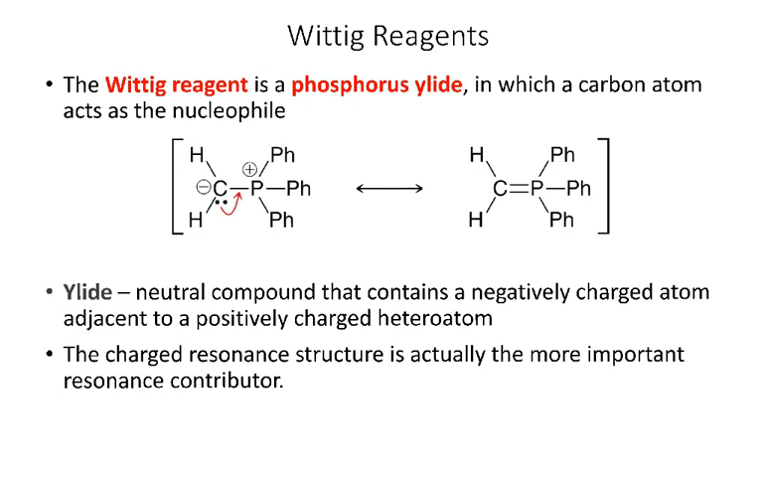So the Wittig reagent that we're adding to the aldehyde or ketone is an example of a phosphorus ylide. And an ylide is a neutral compound that contains a negative charge and a positive charge on adjacent atoms. We can draw these two different resonance contributors for this phosphorus ylide, but it turns out this first resonance contributor that has the negative charge on the carbon and the positive charge on the phosphorus is actually the most significant resonance contributor. And so this negative charge on the carbon makes it a good nucleophile.